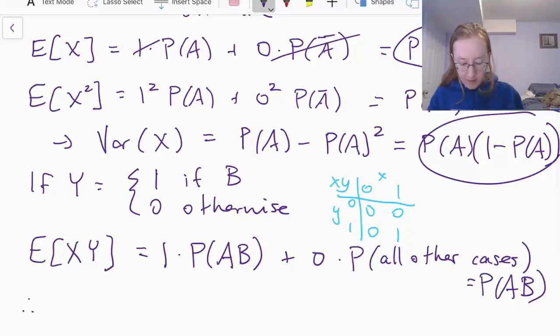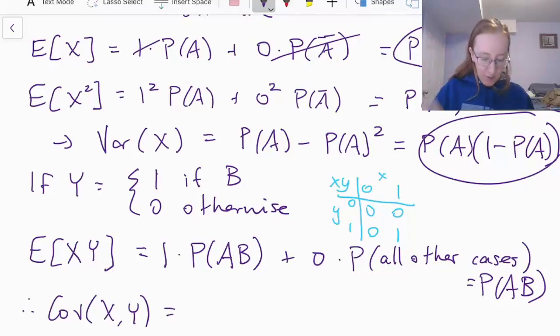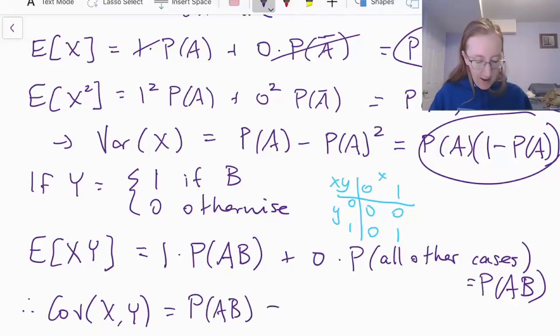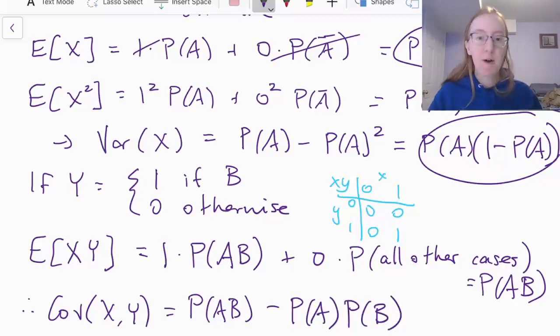And so the covariance between two indicator variables x and y is the expected value of xy, which we've just found was P of AB, minus the expected value of x times the expected value of y. Well, the expected value of x we found before was P of A, and similarly, the expected value of y is P of B. So this is our covariance for x and y. And you can notice, obviously, if A and B are independent events, then this covariance will equal 0, which makes perfect sense. If you attach two indicator variables to two independent events, those variables shouldn't have anything to do with each other either. And that's held up by this result here.